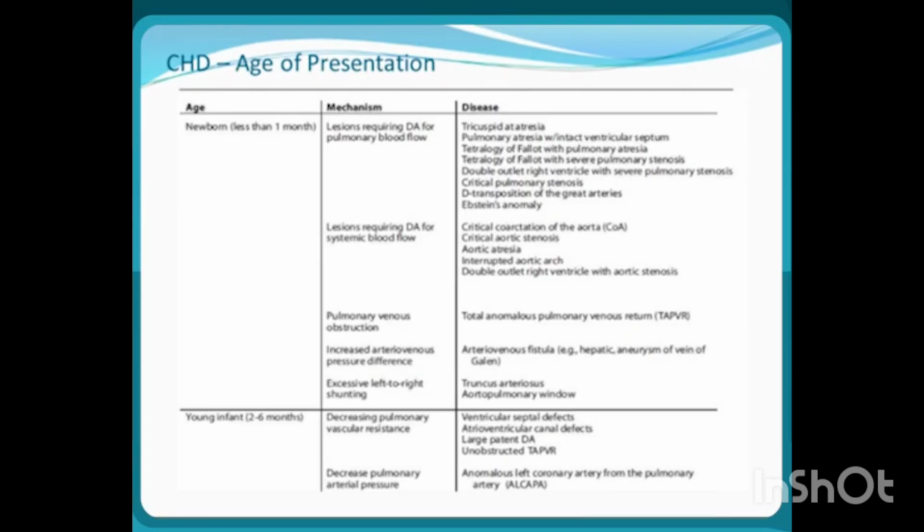The second presentation age is at 4 to 6 weeks of life when the PVR drops. Most of the time these are post-tricuspid shunts with increased pulmonary blood flow. When the PVR drops, the increase in pulmonary blood flow leads to an increased left to right shunt and increased pulmonary circulation. These are VSD, AVSD, large PDA, and notably ALCAPA is also present during this age group.